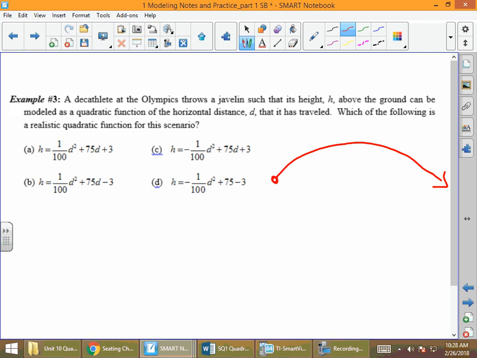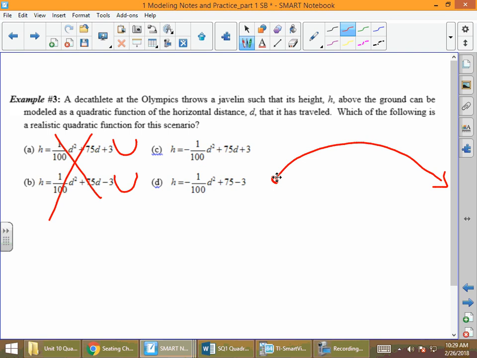It's hard to see on the calculator, but eventually, if you typed in A, it will look like this. It's disoriented over there, but it would look like this. And same thing with B. The reason is because the 1/100th is positive in that equation. So we can eliminate A and B because that's not going to model the direction that a javelin is thrown. So now we've got two choices, C and D.